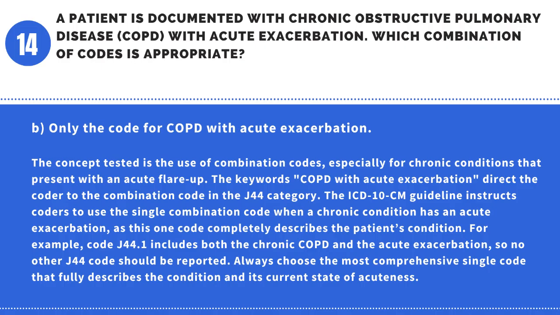The concept tested is the use of combination codes, especially for chronic conditions that present with an acute flare-up. The keywords COPD with acute exacerbation direct the coder to the combination code in the J44 category. The ICD-10-CM guideline instructs coders to use the single combination code when a chronic condition has an acute exacerbation, as this one code completely describes the patient's condition. For example, code J44.1 includes both the chronic COPD and the acute exacerbation, so no other J44 code should be reported. Always choose the most comprehensive single code that fully describes the condition and its current state of acuteness.